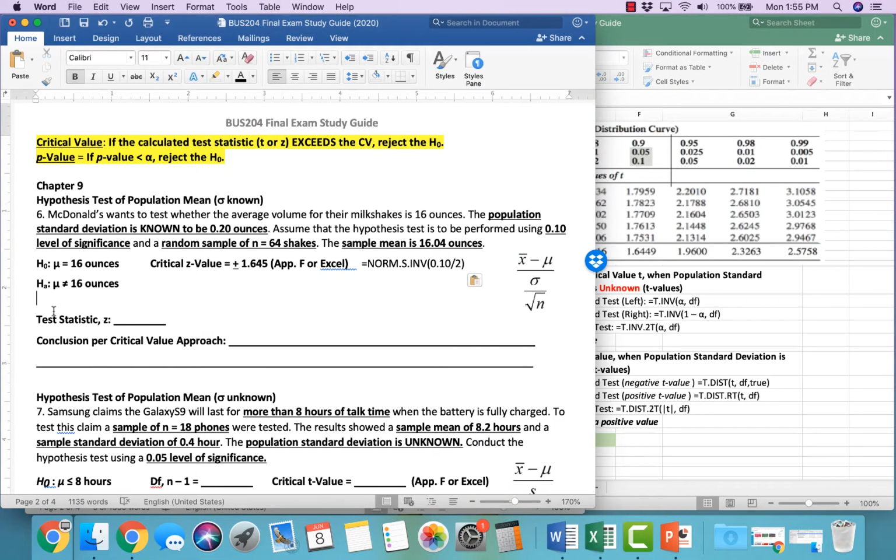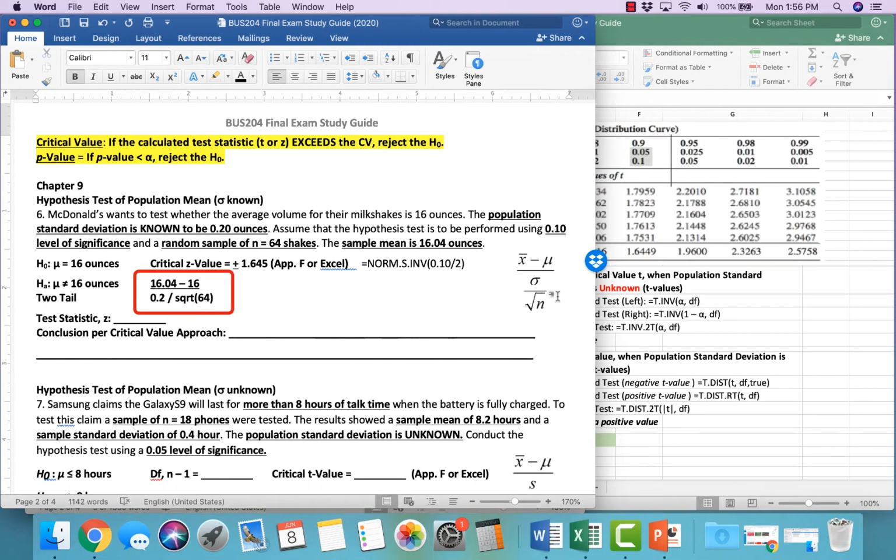Next, we need to find our z-test statistic, which we can solve using this formula right here, and you would just plug in our variables in the right place in the formula. Alternatively, you can actually do this with Excel. We learned it back in chapter 7, and I'll show that as well. So plugging into our formula, the sample mean, or x bar, is the 16.04, and our hypothesized mean is the 16 ounces. In the denominator is our standard error, which is our population standard deviation of 0.2 divided by the square root of our 64 shakes.